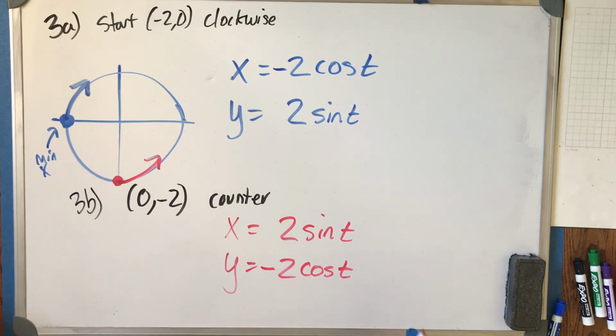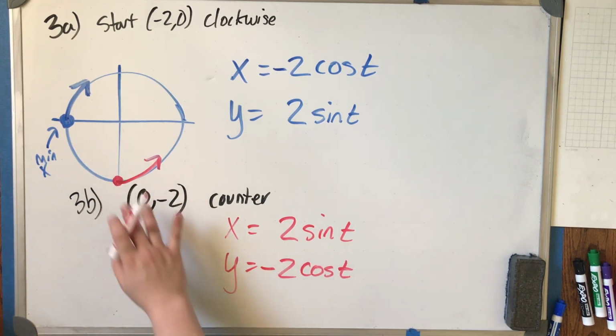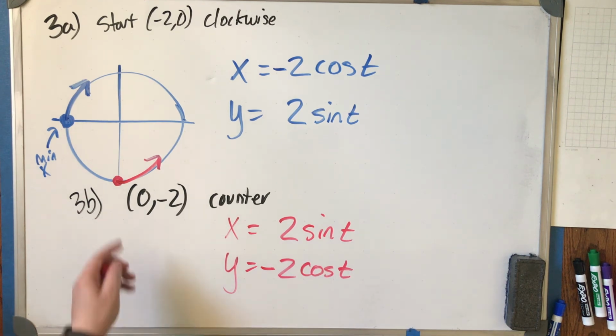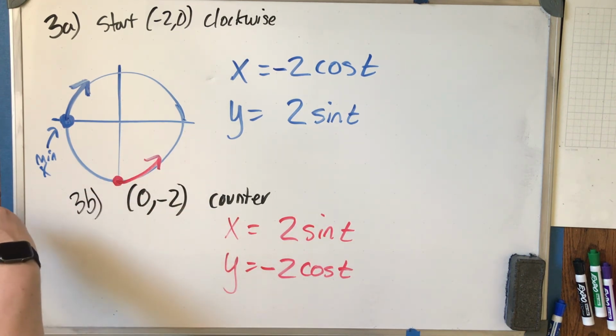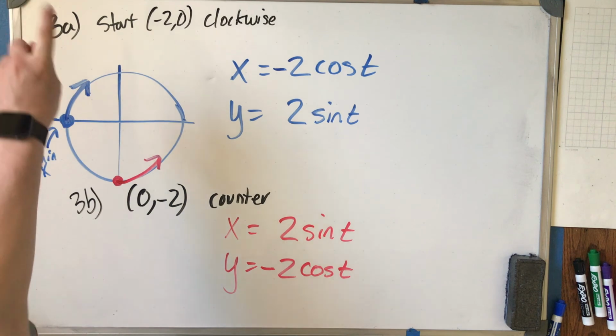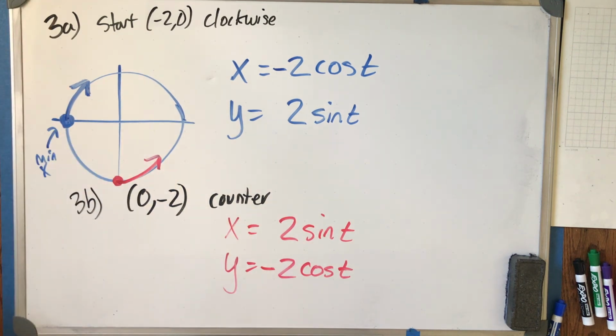So I hope you're starting to get the feel for this, that the starting point tells us which one's cosine, either x or y, and that the direction tells us which one is sine. We're moving in a positive x direction versus a negative x direction. Up here, we're moving in a positive y direction versus a negative y direction.